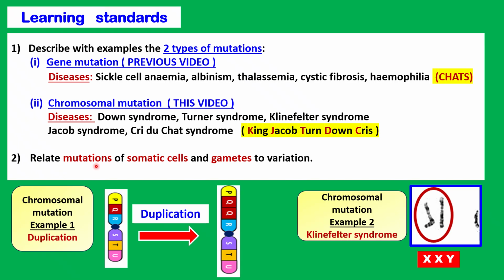Then number 2, relate mutations of somatic cells and gametes to variation. So this will also be discussed. Here in this picture, you see chromosomal mutation. Example number 1 is duplication. Just now I discussed deletion. And then example 2 is when there's a change in chromosomal number, such as Klinefelter syndrome, where the patient has 3 sex chromosomes in each diploid cell, XXY.